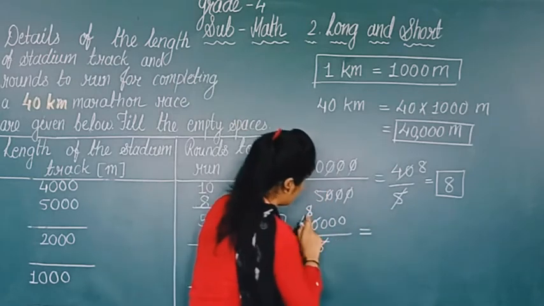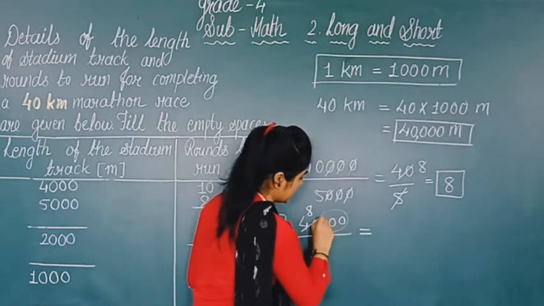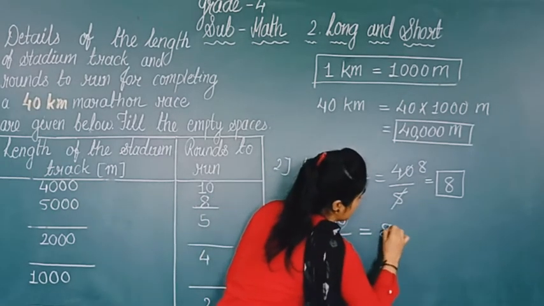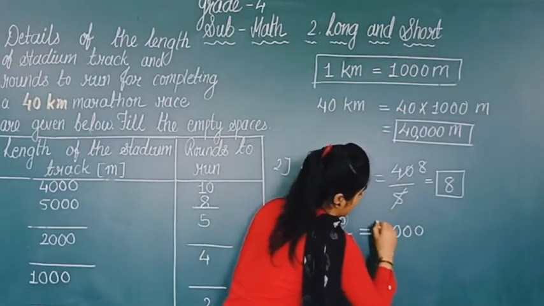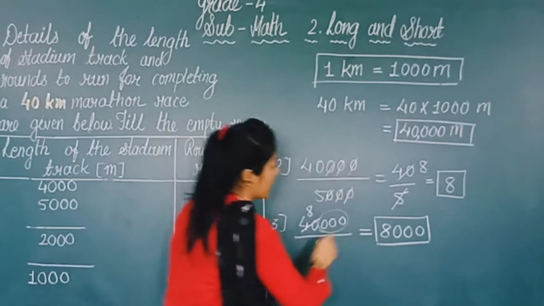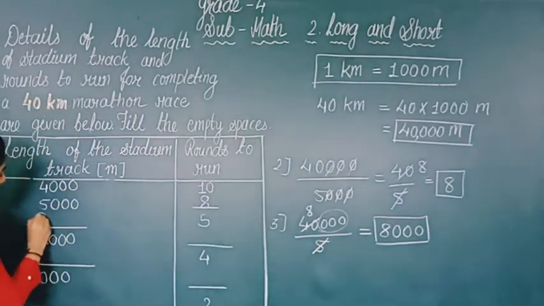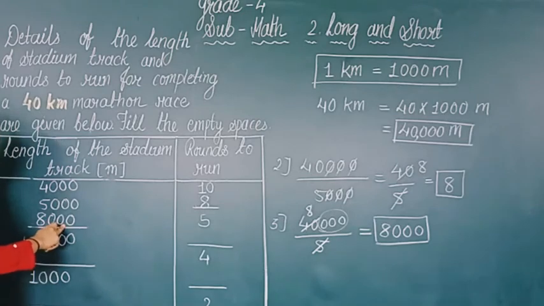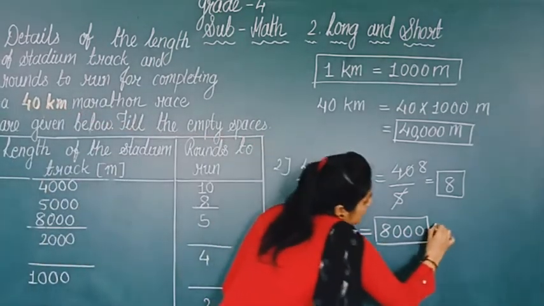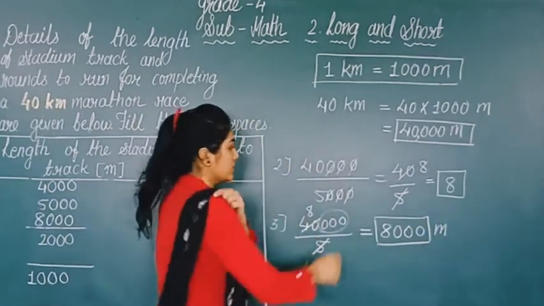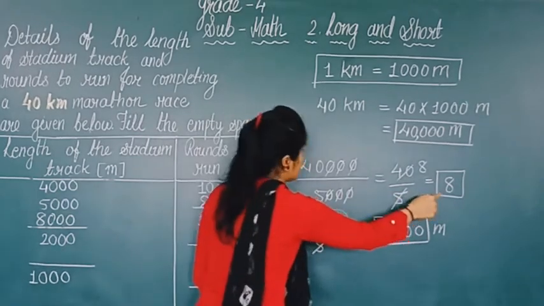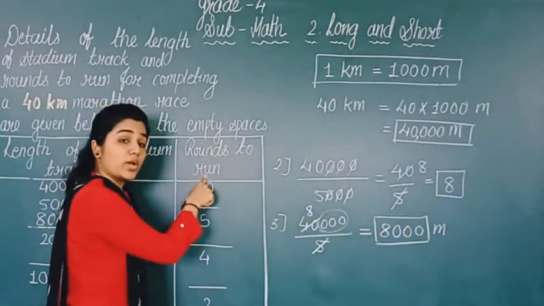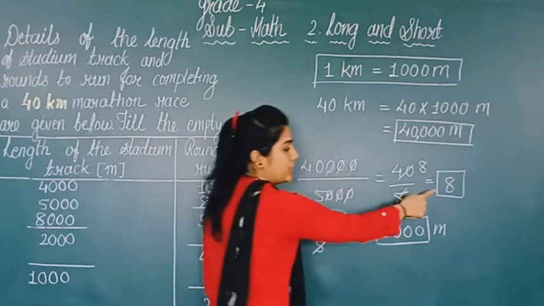So now we are having 8 and backside these 3 zeros. So we can write here 8,000. This 8,000 is our area. 8,000 meter, right? So you have to mention here backside meter. In second number, this 8 is our rounds to run. There is no any unit, right? So 8 only we are writing.